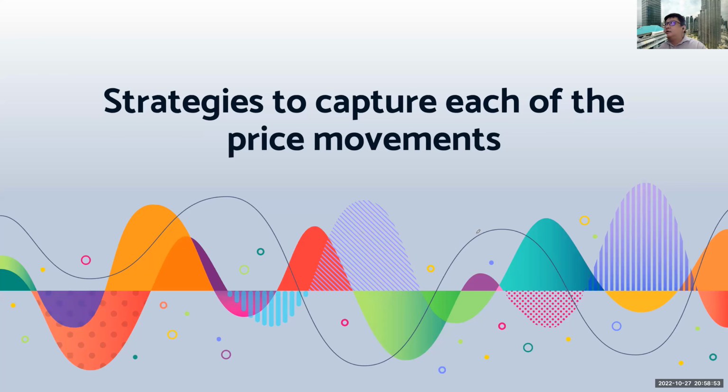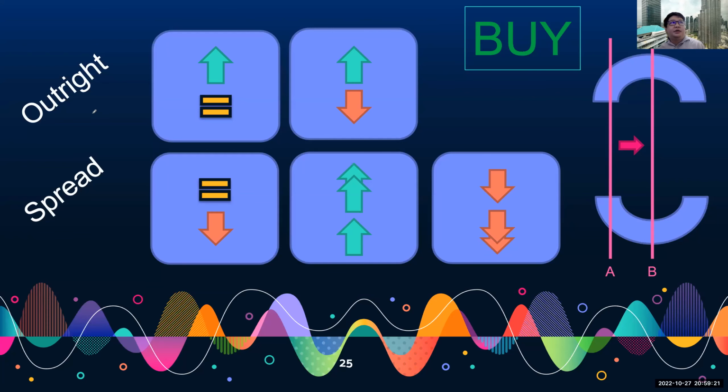Okay, next. This will be a little bit intense because there are a lot of numbers to calculate. So the strategy is to capture each of the price movements. Basically, we have three price movements: one is uptrend, one is downtrend, the other one is sideways. So if the outright is up and the spread is up, normally the spread will go from point A to point B. That means it is widening. From the chart you will see the spread is going up.